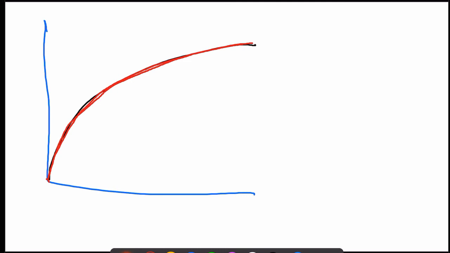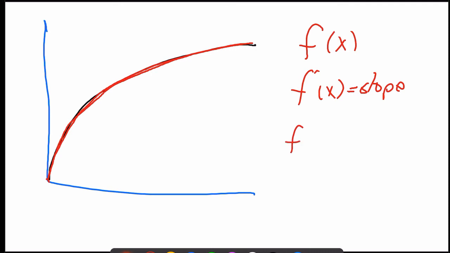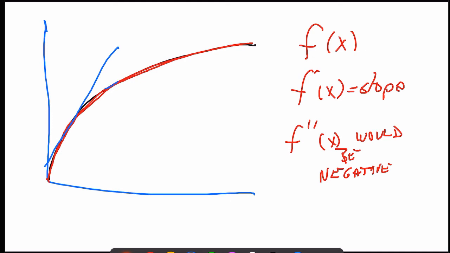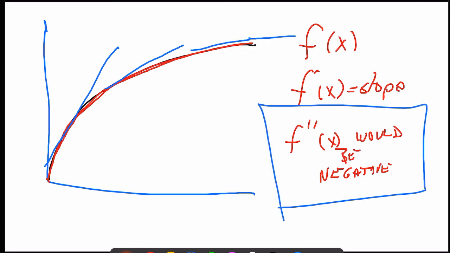This one is increasing, but it's increasing at a decreasing rate. So F of x would be the function, and the second derivative would be negative, because the slope is getting smaller and smaller, heading toward 0.